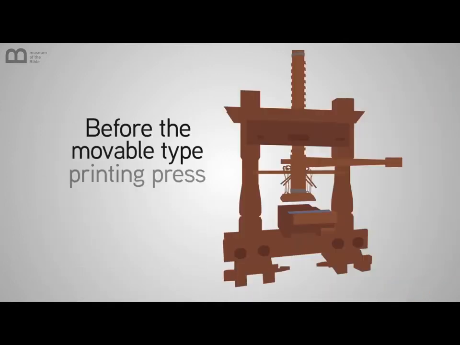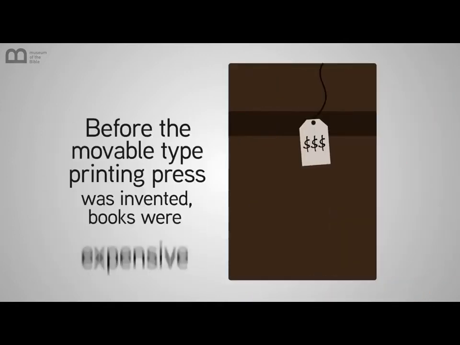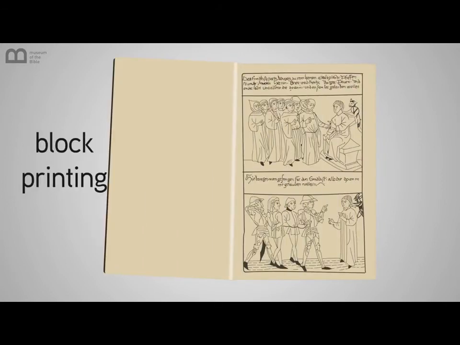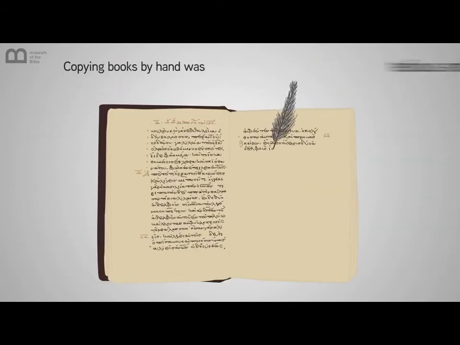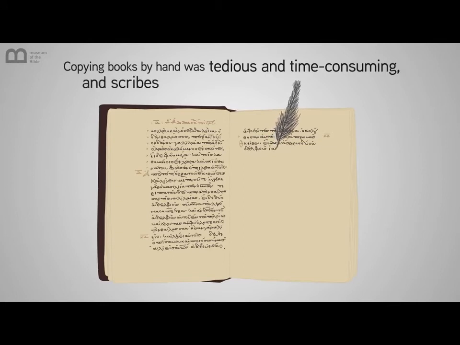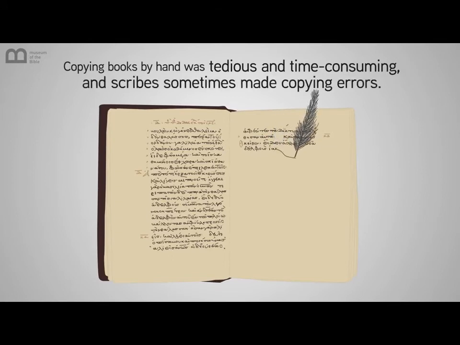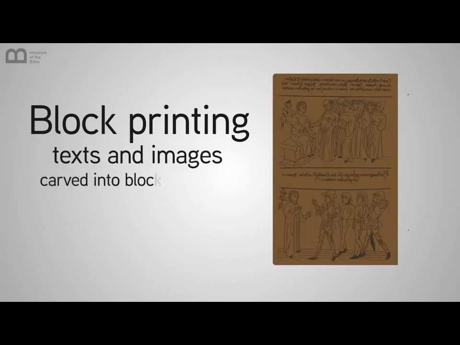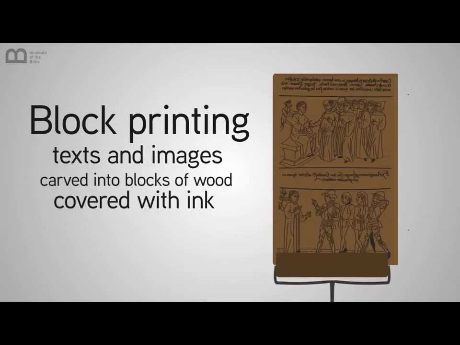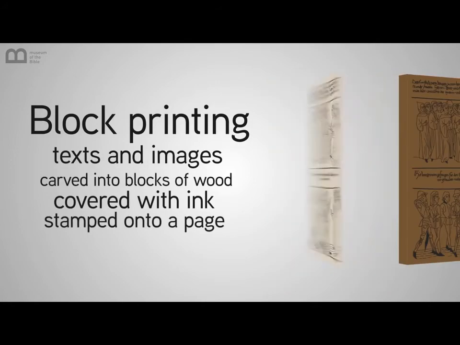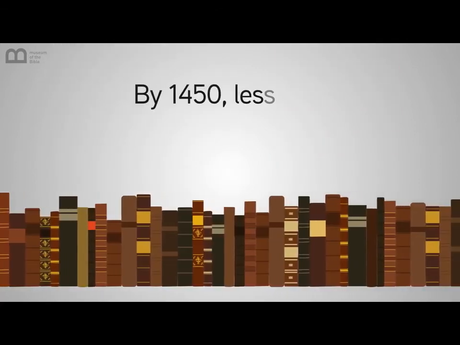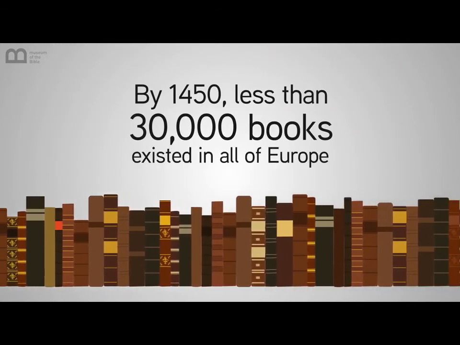Before the movable type printing press was invented, books were expensive and either copied by hand or made using block printing. Copying books by hand was tedious and time-consuming, and scribes sometimes made copying errors. Block printing meant that text and images had to be carved into blocks of wood, then covered with ink and stamped onto a page. These blocks were time-consuming to create and use. By 1450, less than 30,000 books existed in all of Europe.